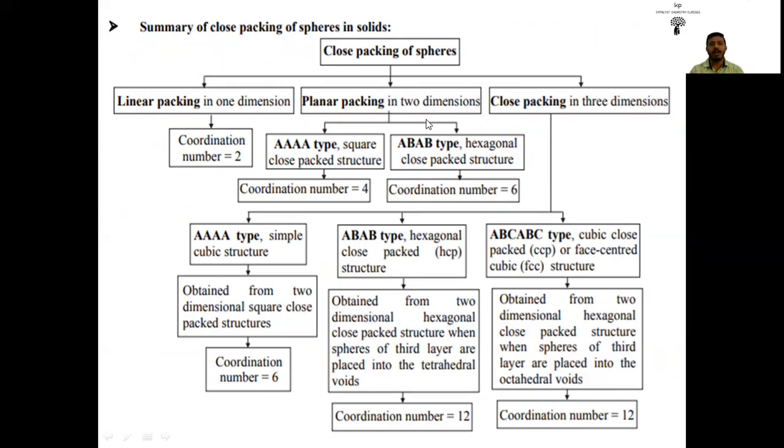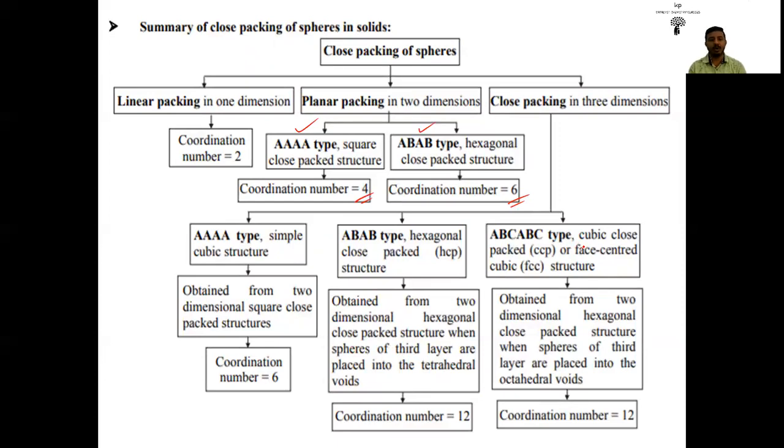Then planar packing in 2 dimension. We know that in 2 dimension we have two types: one is square close packed structure and the other is hexagonal close packed structure. If you consider square close packed structure, the pattern is AAA type. And if you consider hexagonal close packed structure, the pattern is ABAB type. For square close packed structure, the coordination number is 4, and for hexagonal close packed structure in 2 dimension, it is 6.